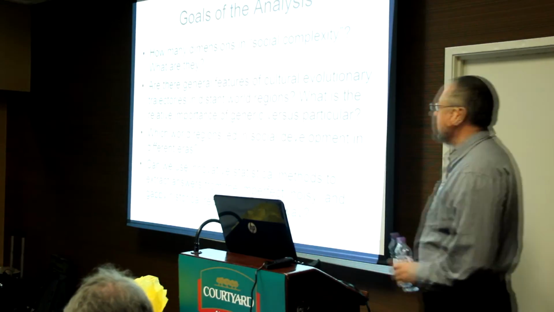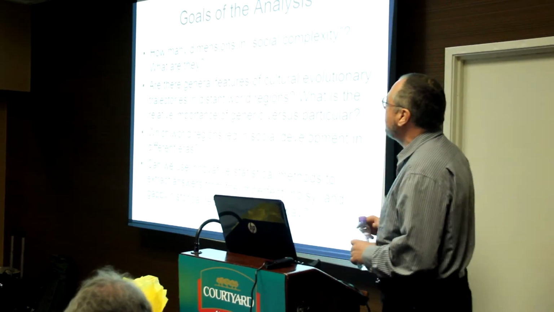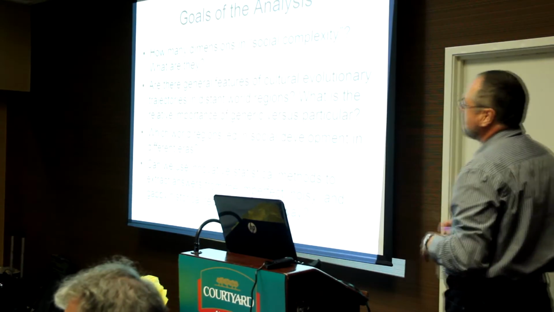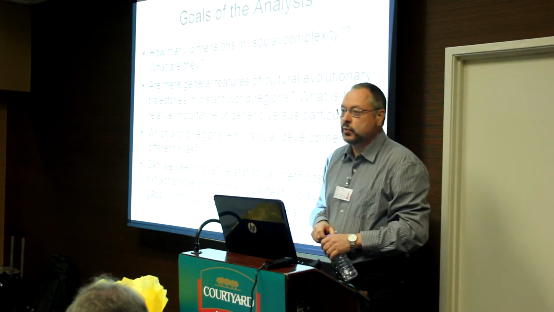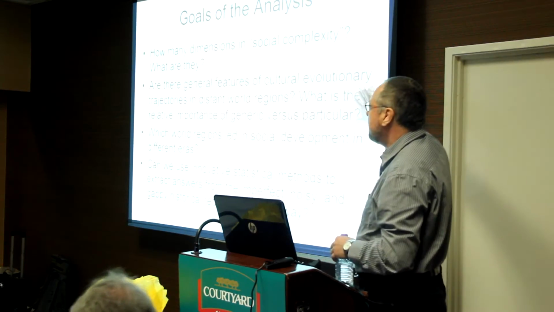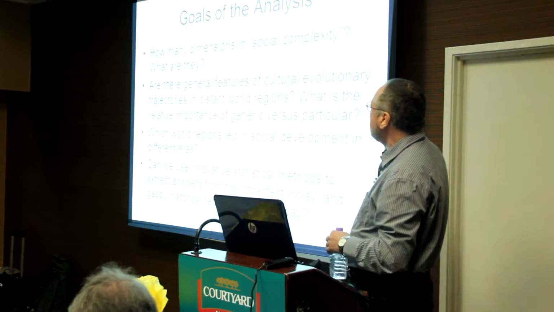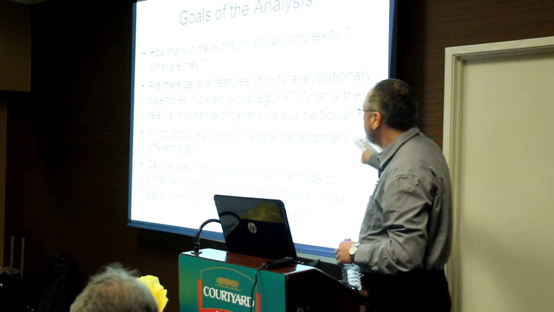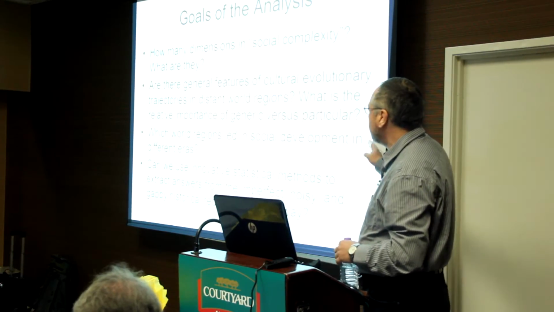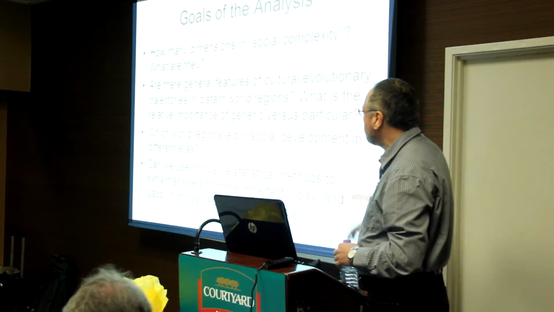Okay, so the question is, how many dimensions are there in social complexity? And if there are more than one, what are they? Are there general features and special features of cultural evolution trajectories? Which world regions led the social development? That is an Ian Morris type question.